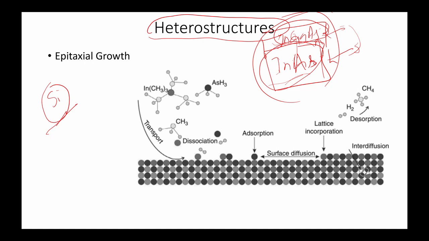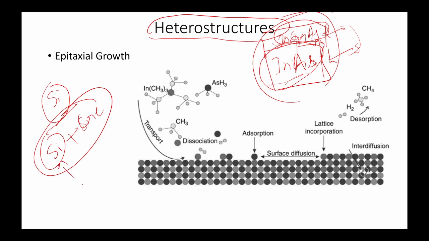Now, silicon and germanium, silicon plus germanium, we cannot join these two that easily, because the lattice parameter of silicon is different from that of germanium.